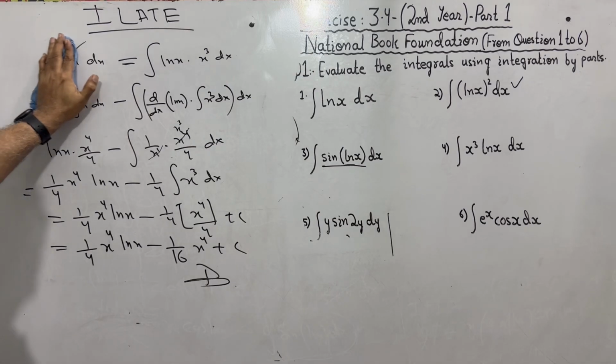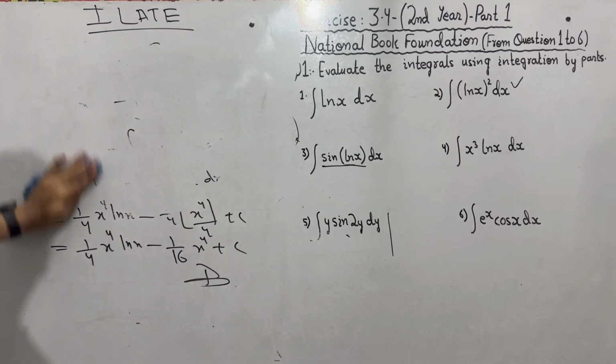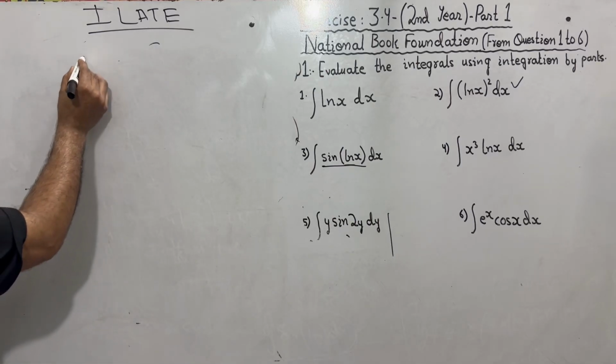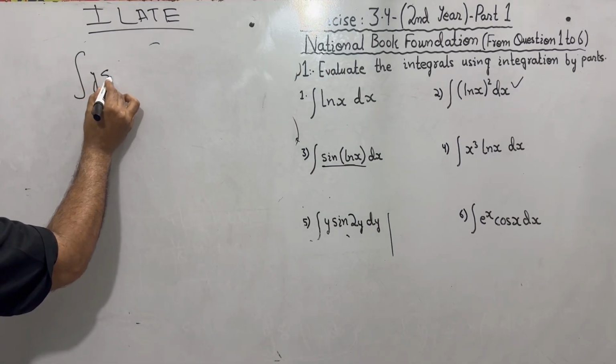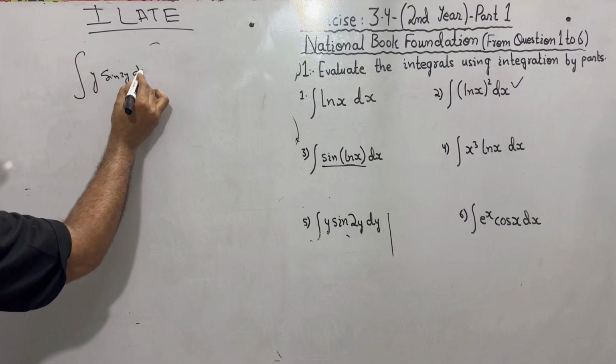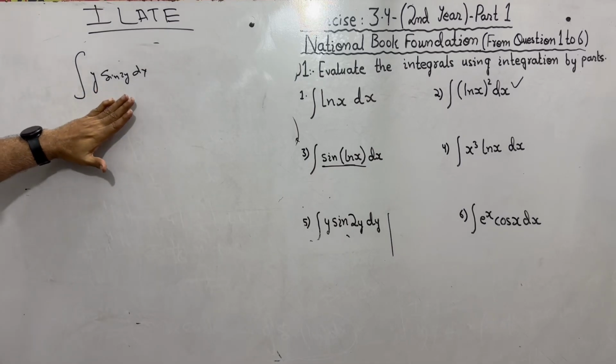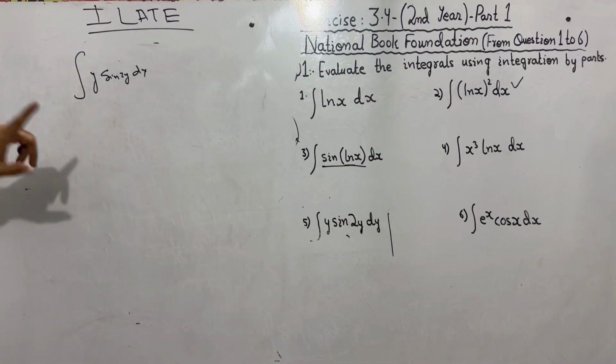Question number 5, that is y times sine 2y dy. Look at this. What's our strategy? Take the first one whose integration is not known. In that case, integration of both functions is known.